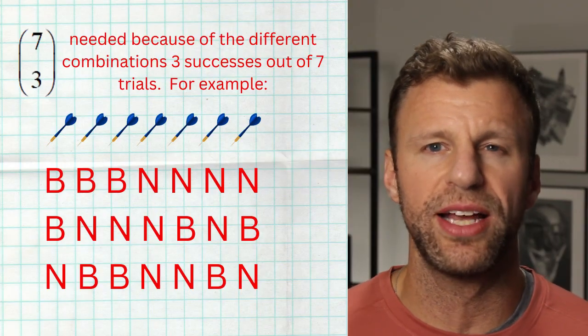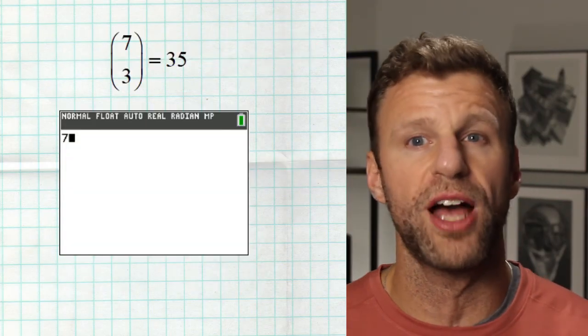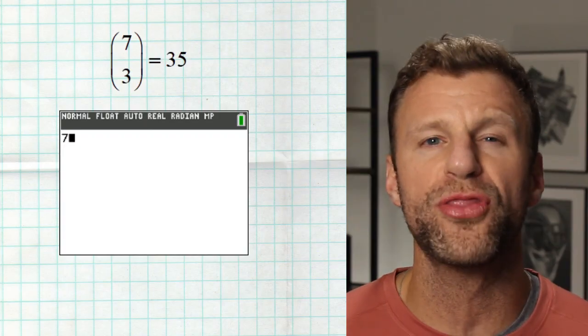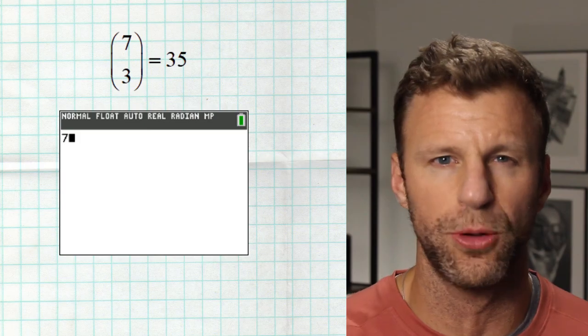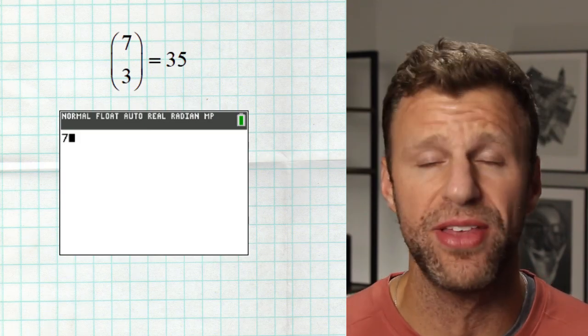Now, how do we calculate 7 choose 3 on our calculator? Well, first off, I'm going to tell you the answer is 35. I mean, there are 35 different combinations if you have 7 trials and 3 of them could be successful. How do I get my calculator to tell me that though?